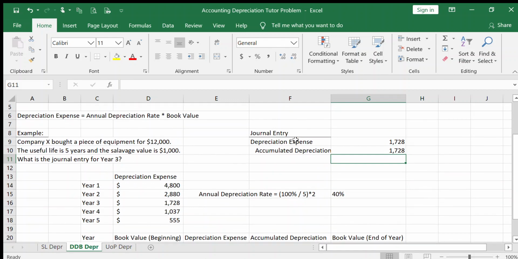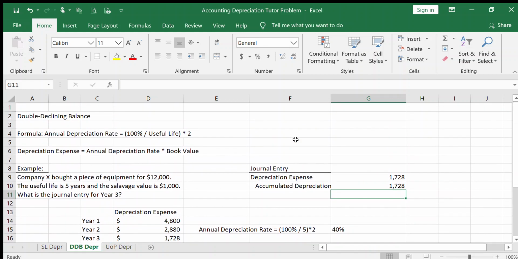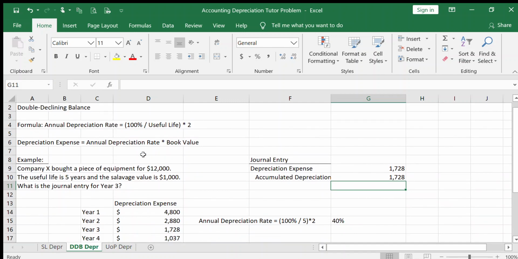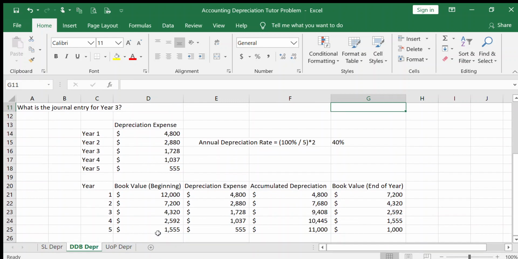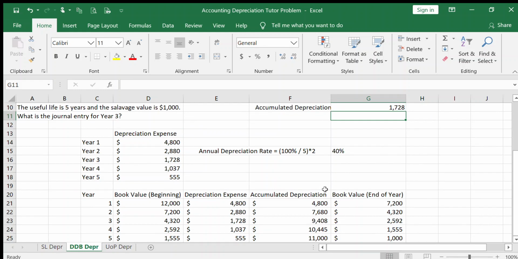As you can see, the double declining balance method is a little bit more complicated than the straight line depreciation method. But if you remember these two formulas here and just duplicate that all the way until your final year, you're going to be great. And in that final year, you just use your salvage value to guide you home.